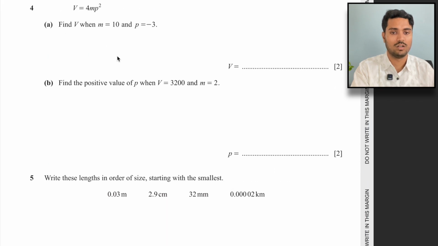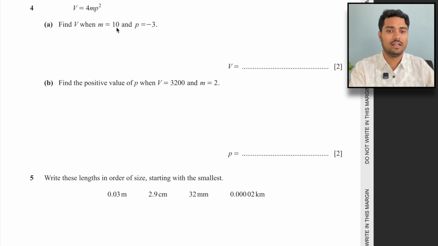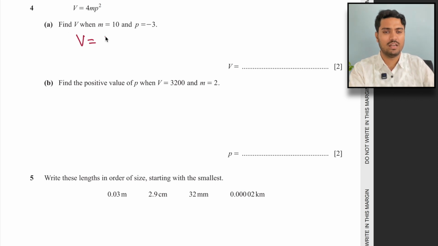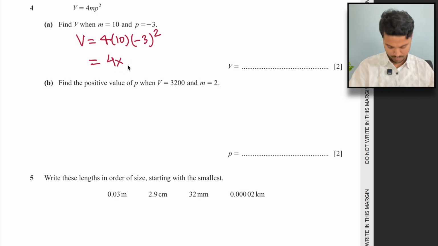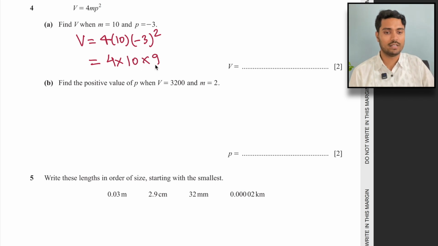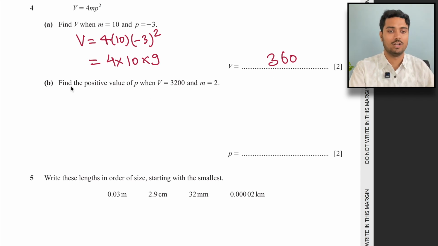Question number 4. We have v equals 4mp square, and it says find the value of v when m is 10 and p is minus 3. So 4 times 10 multiplied by p square, that is minus 3 square. So this is going to be 4 multiplied by 10 multiplied by 9. So 9 into 4 is 36. 36 into 10 is 360. The value of v is 360.